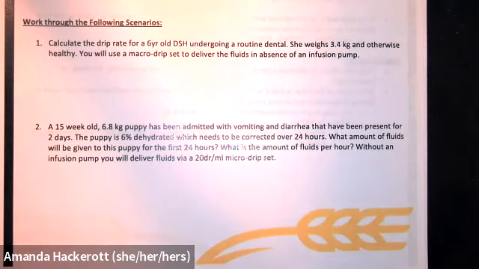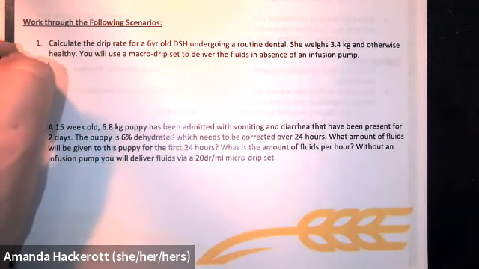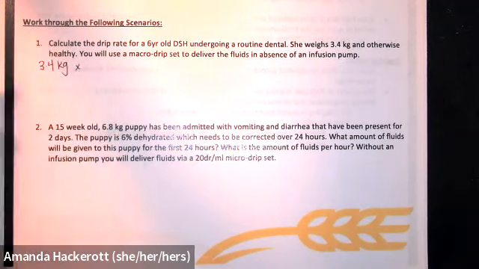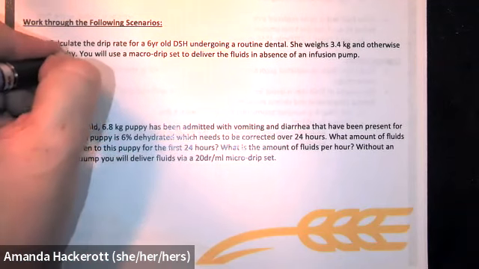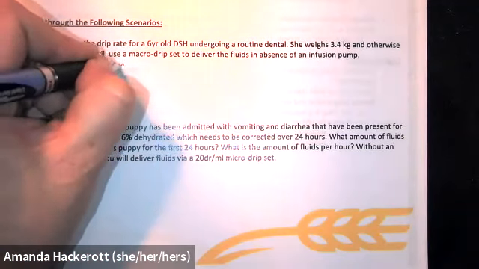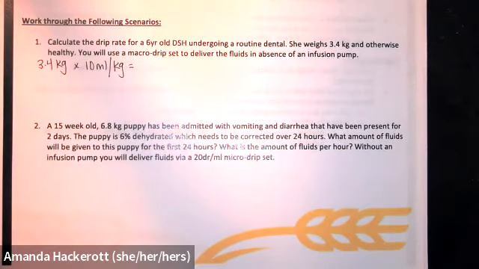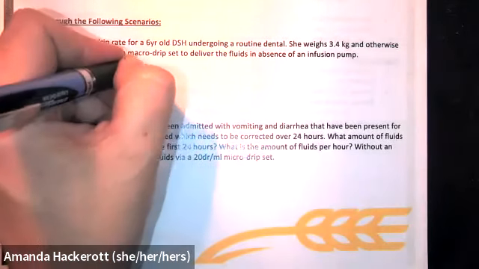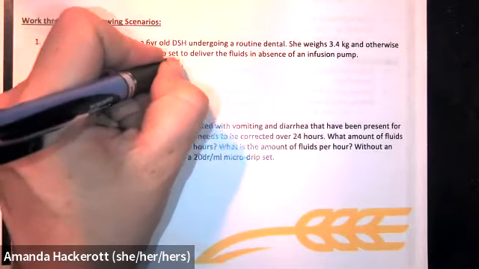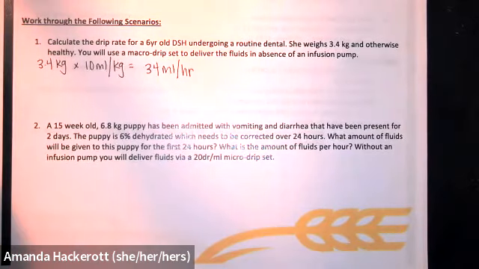We don't have a fluid pump, so we will be using a macro drip set to deliver the fluids in absence of that pump. So the first thing we need to do is just set up her basic fluid rate for her surgical procedure or anesthetic procedure. So she is 3.4 kilos. And if you'll remember, our surgical rate or anesthetic rate of fluid is simple, 10 mils per kilo. So that's 34 mils an hour what this cat is going to receive during the dental.